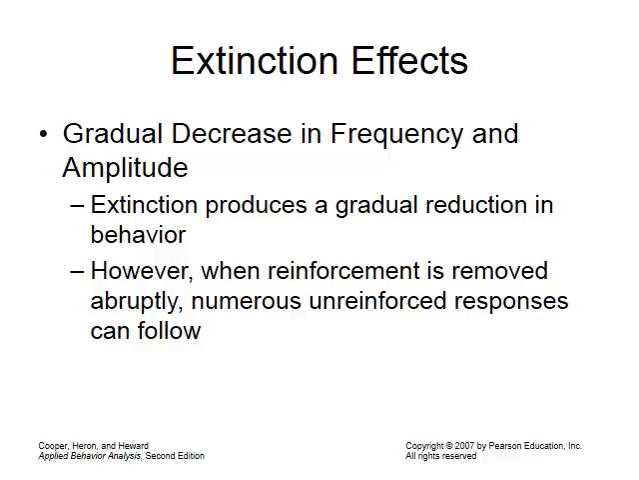So the first extinction effect you might see is a gradual decrease in the frequency and amplitude of the target response. So extinction does produce a gradual reduction in behavior, but when reinforcement is removed abruptly, numerous unreinforced responses can follow. So an example of this, and this is also called extinction-induced behavioral variability.